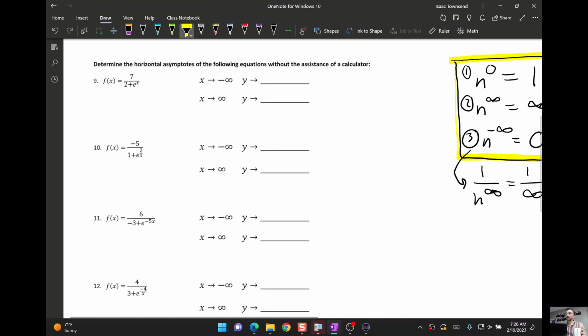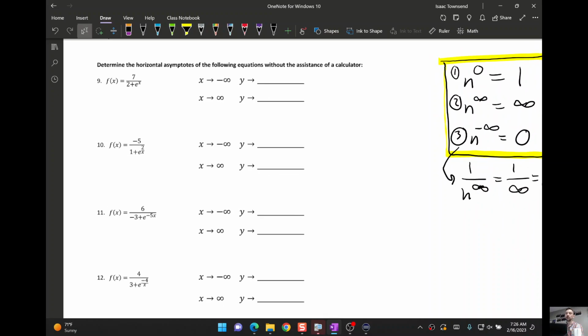Okay, so let's look at question 9. We want to know what y value this is approaching as x gets really small and as x gets really big, without a calculator. Of course, if we had a calculator, we could just graph it and look at the graph. But we're trying to predict what's happening here. So first, you need to take your equation and plug in negative infinity for x. You need to think about what's happening here, and there's a lot going on, so you've got to go one step at a time.